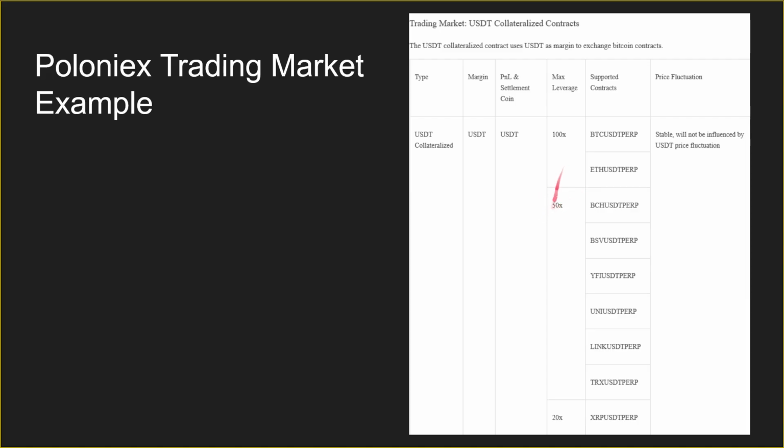Now, if we were to go down to 50x leverage positions, they start to offer a greater variety, such as Bitcoin Cash, Bitcoin, Ethereum, Yearn Finance, Uniswap, Link, TRX, and then more offerings at other breakpoints in terms of max leverage. Right, we see XRP offered at a maximum of 20x leverage as well.